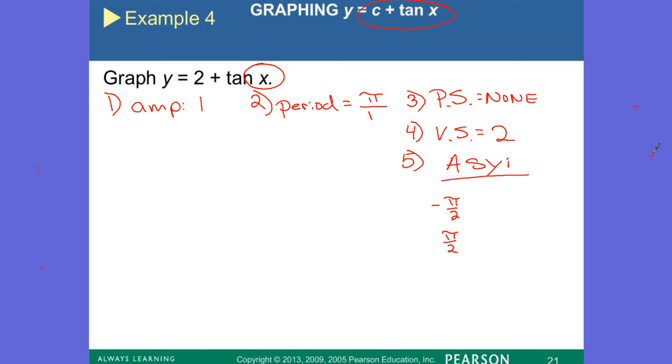Anyway, so I have my asymptotes here and here for tangent, right? Okay, so given this right here, I'm going to multiply by 1 over B. 1 over 1, right? So this is my step, 1 over 1, because my B value is 1. So it's going to be negative pi over 2.